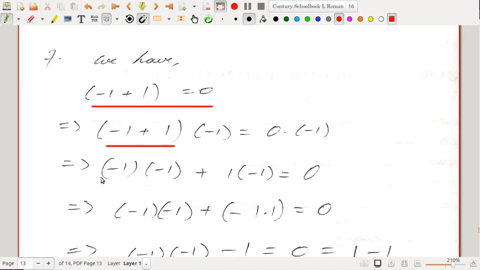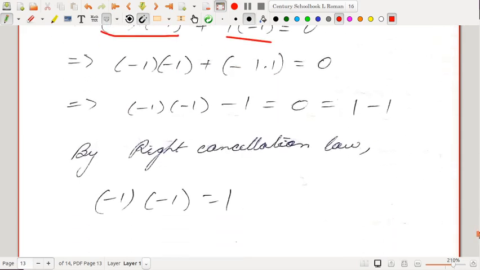Okay. So minus 1 into, now apply distributive law, minus 1 into minus 1 plus 1 into minus 1. This is 0. But what is 1 into minus 1? We have already shown a into minus b is same as minus a into b. So it's nothing but minus 1 into 1. So it's minus 1. So it is 0, which again can be written as 1 minus 1. So again by right cancellation law, we have minus 1 into minus 1 is equal to 1.